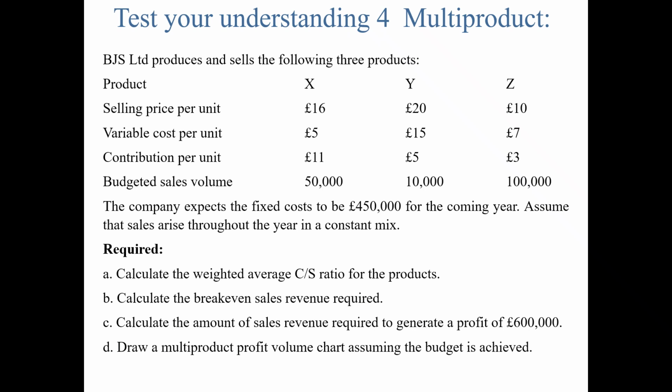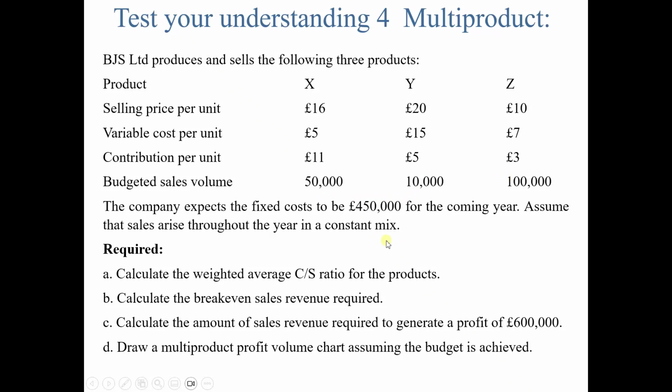So we are assuming that there is a company which is producing three different products. You can see X, Y, and Z. The sale price of each product is given. Variable cost is given. Sale minus variable cost means the contribution per unit is given. And the budgeted sales volume, the number of units expected to be sold, is 50,000 for X, 10,000 for Y, and 100,000 for Z.